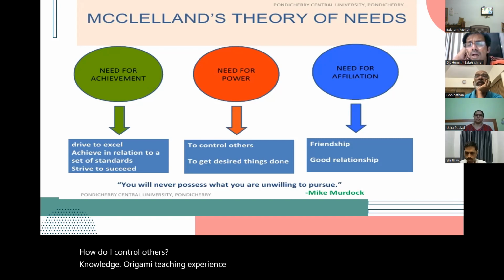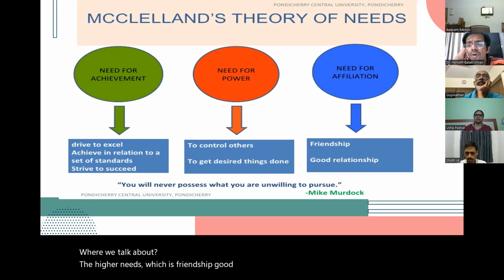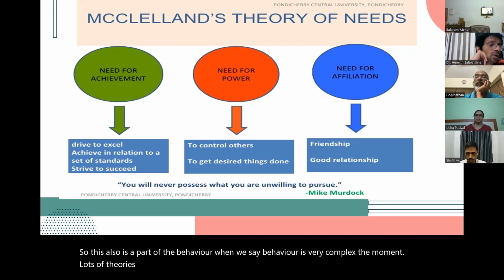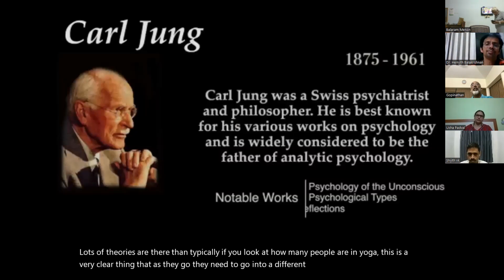And the third one is need for affiliation, where we talk about the higher needs, which is for relationship. So this also is a part of lots of theories that are there. If you look at how many people are, this is a very clear thing that as they go, they need to go into a different dimension.